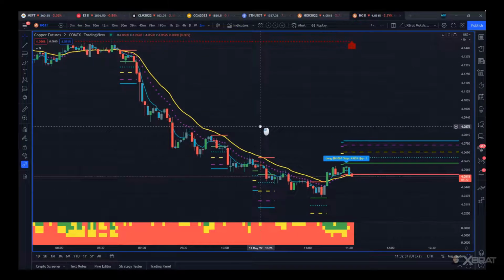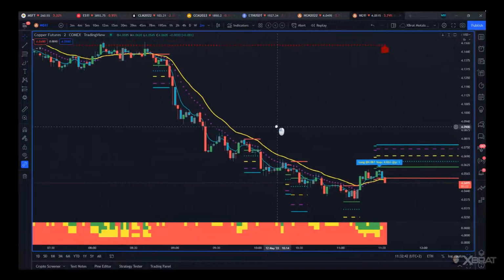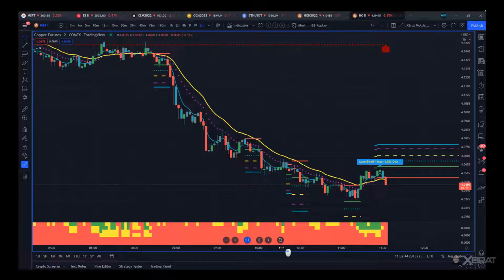And we've got some great ways to manage those trades. This is a fantastic scalping trading indicator that we have, the xBrat B.I.T.S trading indicator.